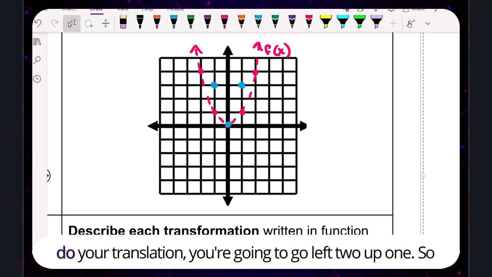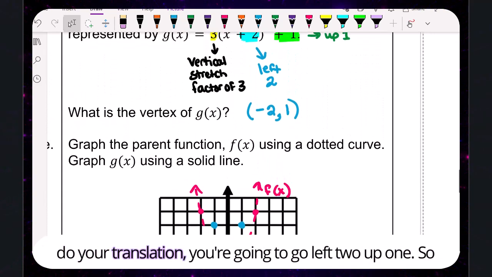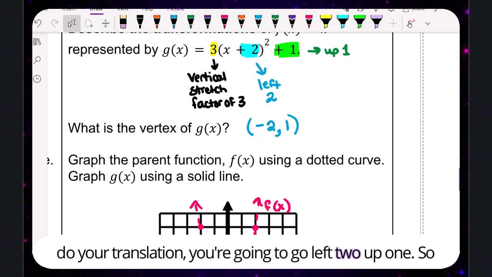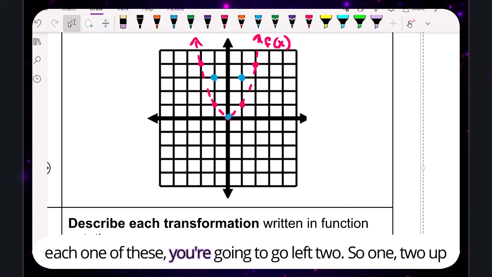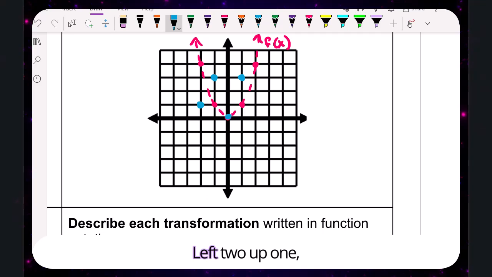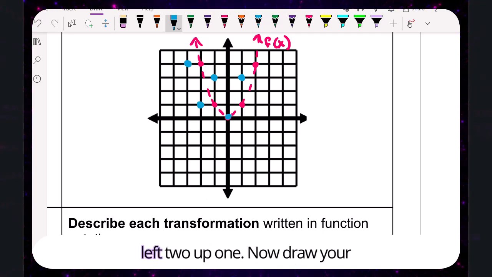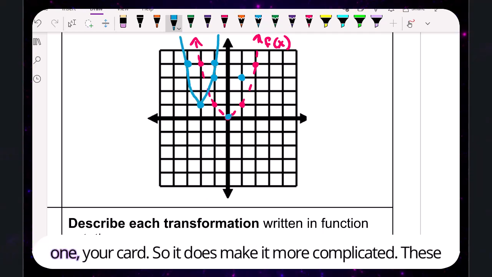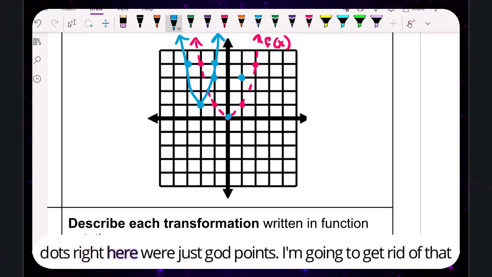So now if you want to do your translations, you're going to go left 2, up 1. So each one of these, you're going to go left 2. So 1, 2, up 1 right here. That's where it's going to be. Left 2, up 1. Left 2, up 1. Now draw your curve. Okay, so it does make it more complicated. These dots right here were just guide points. I'm going to get rid of that one.